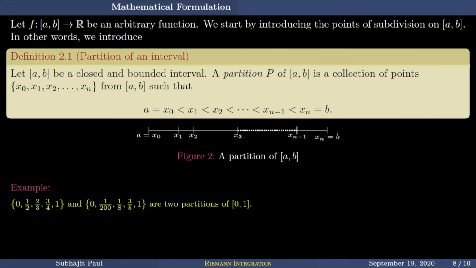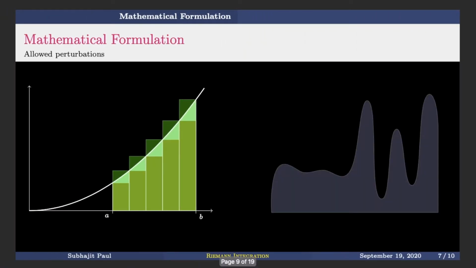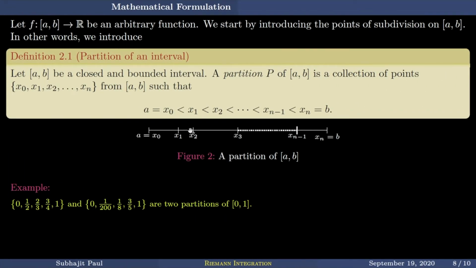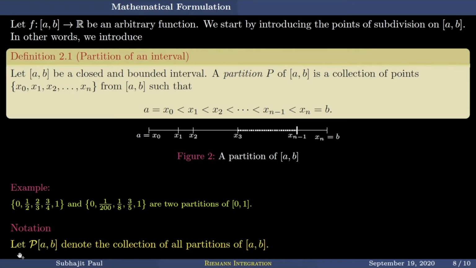By introducing partition in this way, we accommodated our second requirement. The second thing was that we should allow arbitrary subdivision of the domain. That was our second criterion, and by introducing partition, we have taken care of that. Notation: this script P[a, b] will denote the collection of all partitions of [a, b].